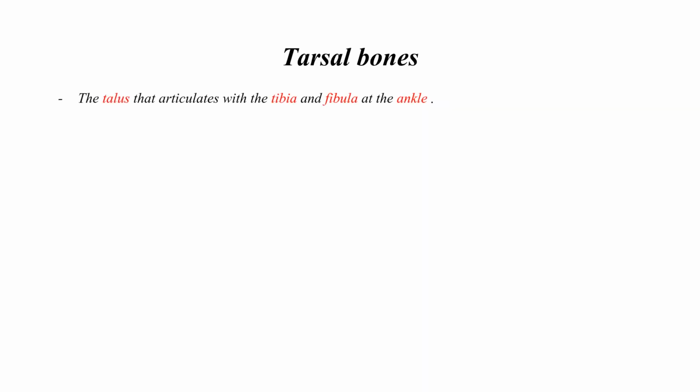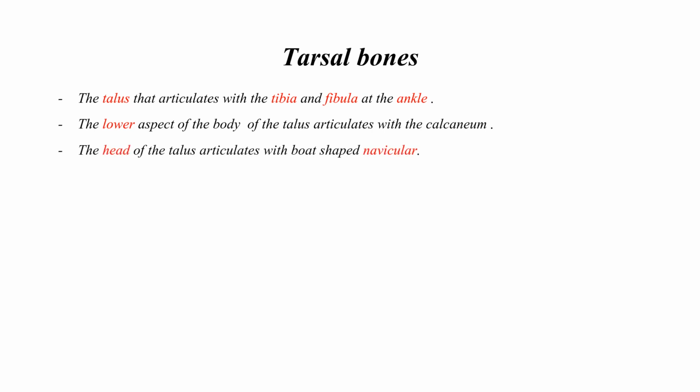The talus articulates with the tibia and the fibula at the ankle joint. The lower aspect of the body of the talus articulates with the calcaneum. The head of the talus articulates with the boat-shaped navicular. The cuboid bone lies laterally to the navicular bone. It articulates with the calcaneum posteriorly, and medially it articulates with the navicular.